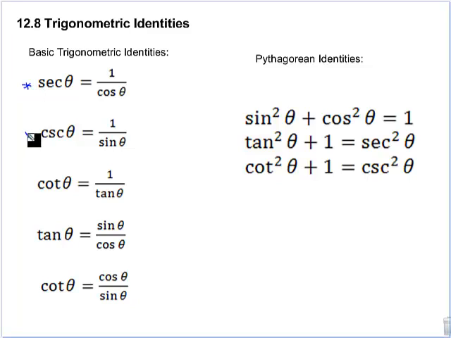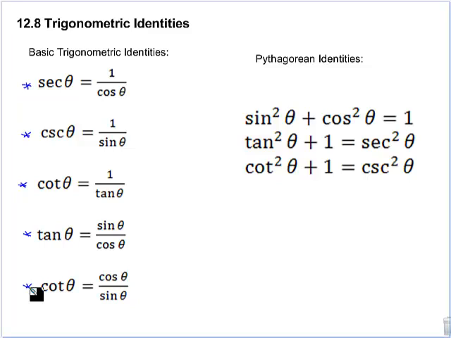You know that cosecant of theta is the reciprocal of sine, so it's 1 over sine. You know cotangent of theta is the reciprocal of tangent, so it's 1 over tangent. And then we also have already talked about that tangent of theta is sine over cosine, and cotangent is then cosine over sine. So those are all our basic trig functions that we've already talked about.